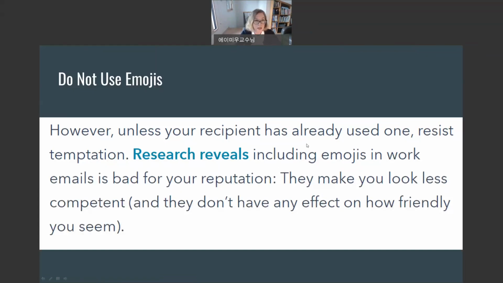All right, you guys, continuing on, do not use emojis in business emails, unless your recipient has already used one. Resist temptation. Research reveals including emojis in work emails is bad for your reputation. They make you look less competent, and they don't have any effect on how friendly you seem. So basically, unless somebody uses one first, right? If they email you first and they use an emoji, then you can use emojis. But generally speaking, it's not professional.